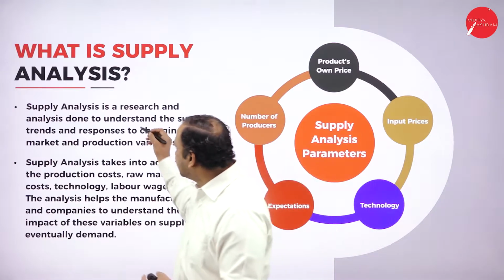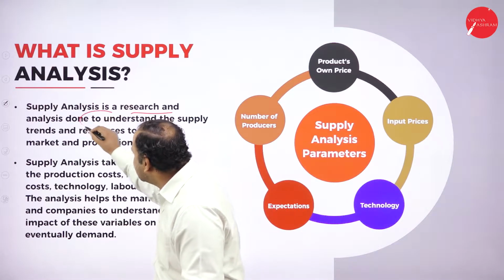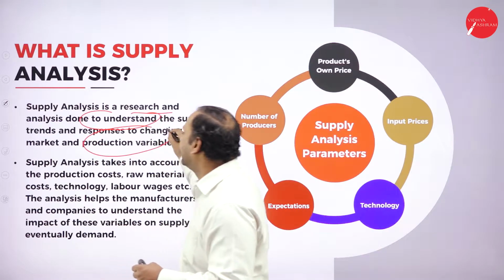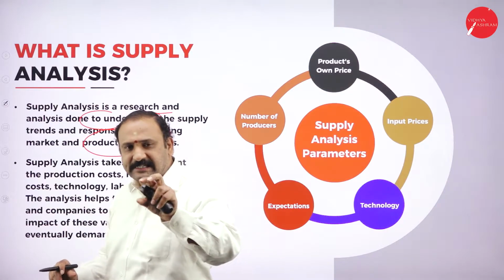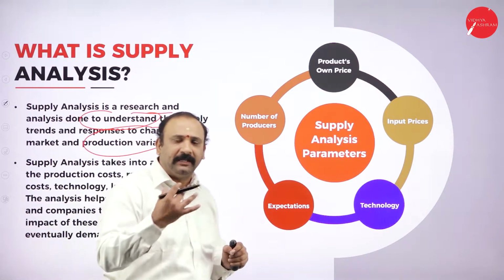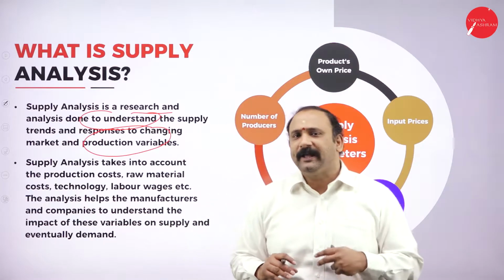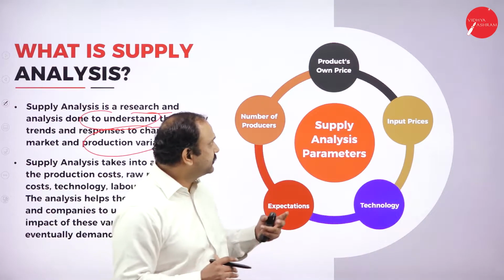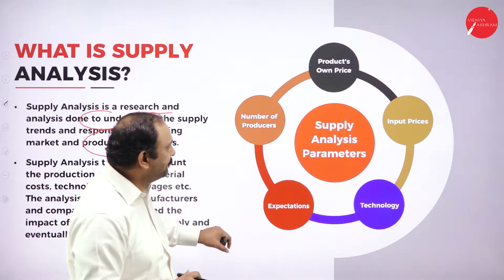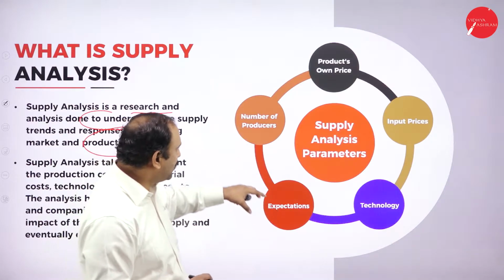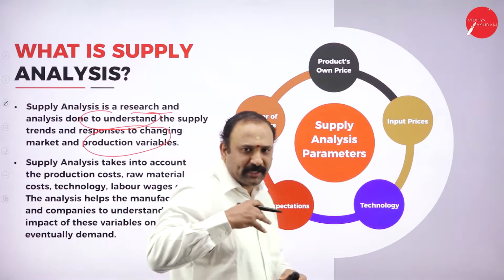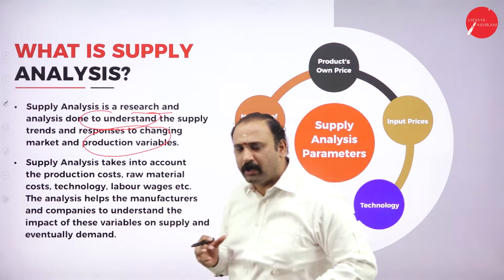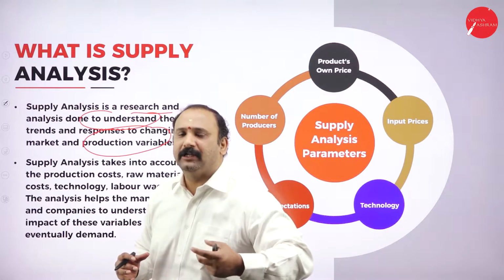Supply analysis is research done to understand supply trends, responses to the changing market, and production variables. Supply is actually a complicated variable, according to me. Why? Because supply is not a straightforward equation like demand. It involves a lot of factors, like, if you see the diagram here, the input price, the owner's price, technology, expectation, number of producers. So a lot of complications and factors are involved in arriving at the real value of supply.